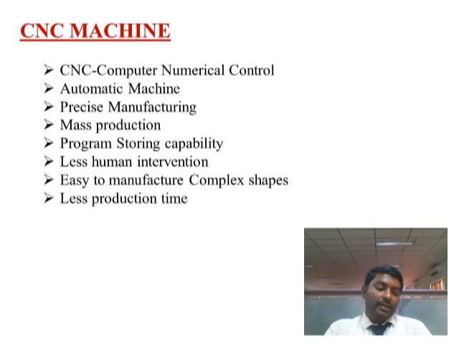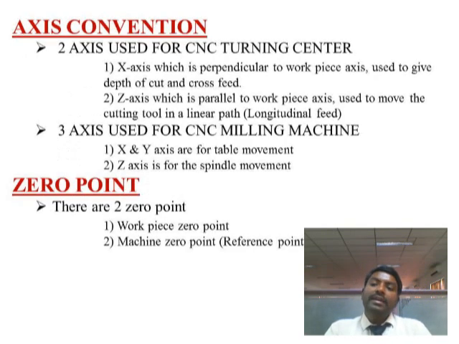Before seeing the part program, we have to know some of the basic things to create a part program. Let us see about that. To create a part program, first we need to know what are the axis conventions used in a CNC machine. Just now we said there are a lot of types of CNC machine. In today's lecture, we are going to see how to create a part program for CNC turning center and the CNC milling machine. First, let us see what are the axes which are used in CNC turning center.